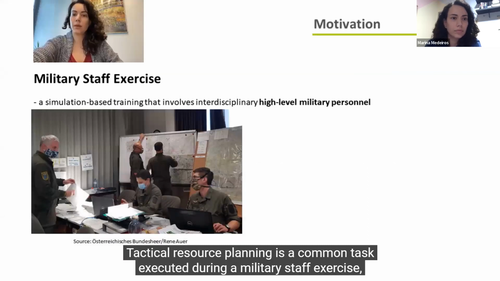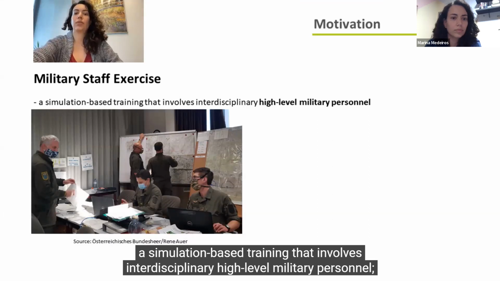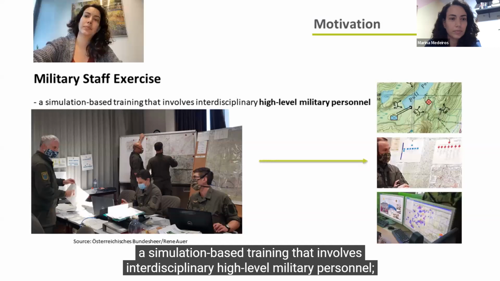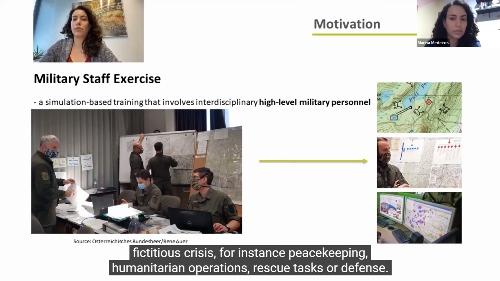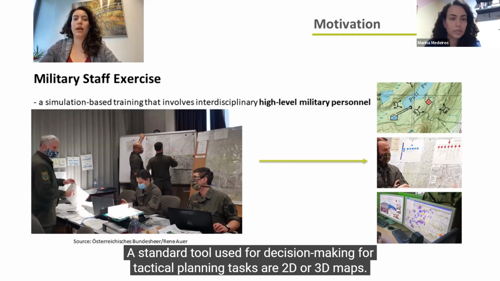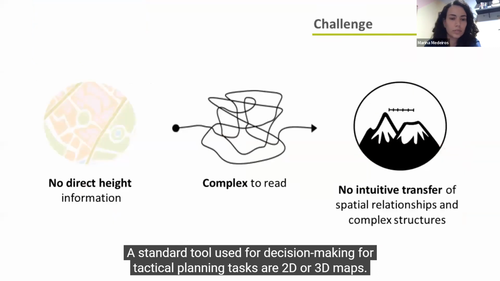Tactical resource planning is a common task executed during a military staff exercise, a simulation-based training that involves interdisciplinary high-level military personnel. Participants work in groups under the coordination of a commander to plan tactics based on a fictitious crisis, for instance, peacekeeping, humanitarian operations, rescue tasks, or defense. A standard tool used for decision-making for tactical planning tasks are 2D or 3D maps.